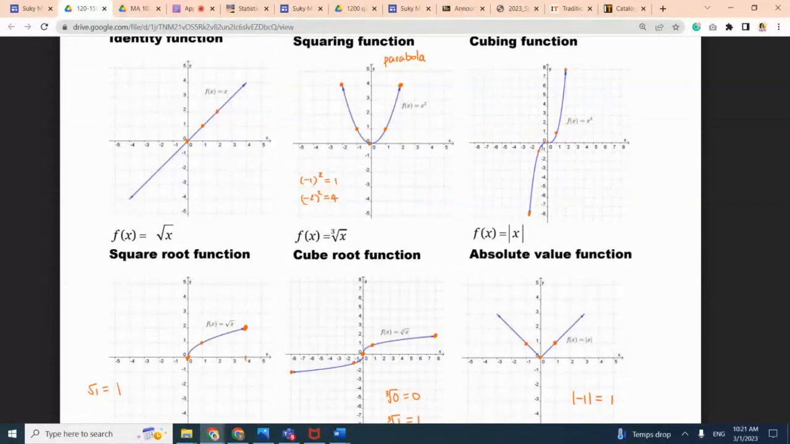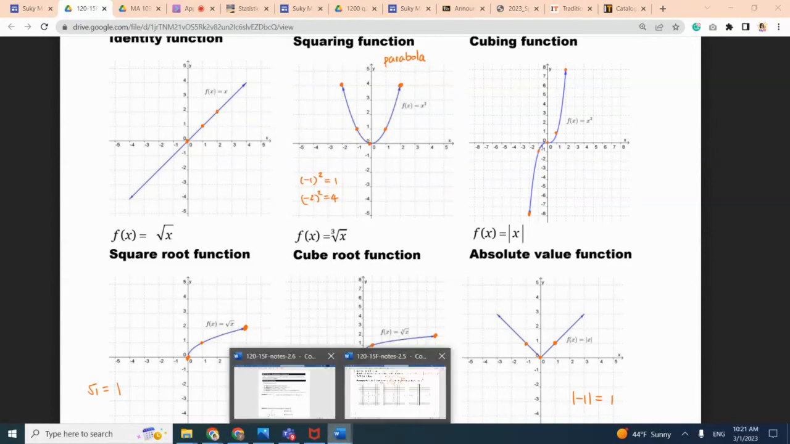And absolute value, how many key points? 3. There's 0, 0, 1, 1, and minus 1, 1. Okay? So when we do the transformations, please remember the shape. Also remember the key points. If you don't remember, it's okay. Always draw a table, plug in your x values, then you get the y values. Okay? So this is how we get it.